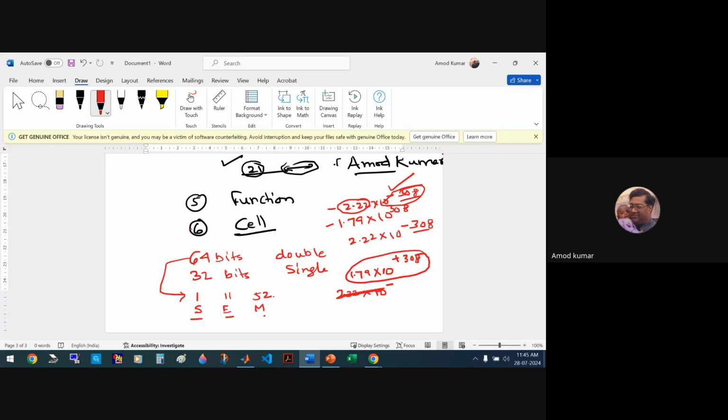A large number, 1.79 into 10 to the power 308, is represented in memory. But on the display, it will show only 4 digits after the decimal for this mantissa part. This is what I'm saying.